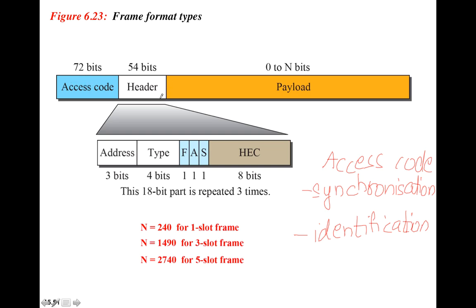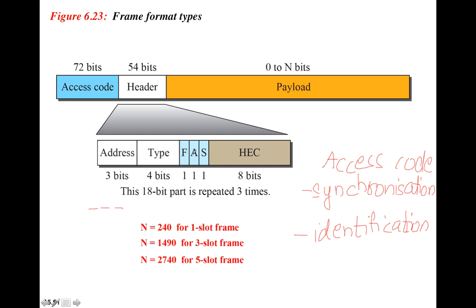Then you have the header, and the header contains the address field, which is 3 bits, and it is 3 bits only because the maximum number of devices that we can have in a piconet is 8. So 0 to 7. The maximum number of bits needed to represent these 8 devices is 3. And then you have type, which tells you what type of information is coming from the layers above. F will indicate flow control. If this bit is set to 1, it means that the receiver cannot accept any packets. The buffer is full.